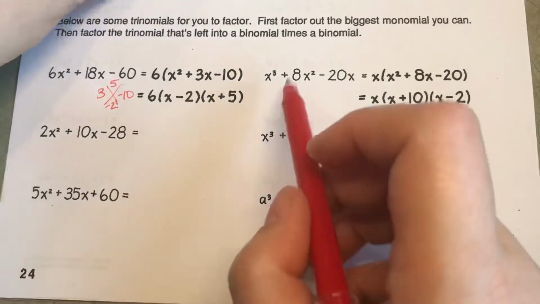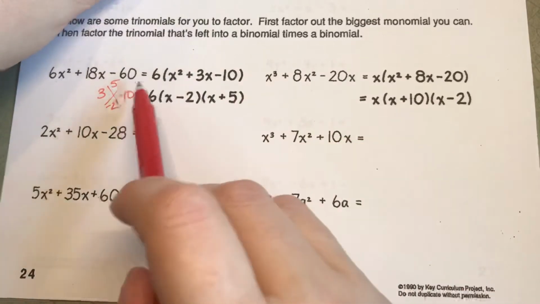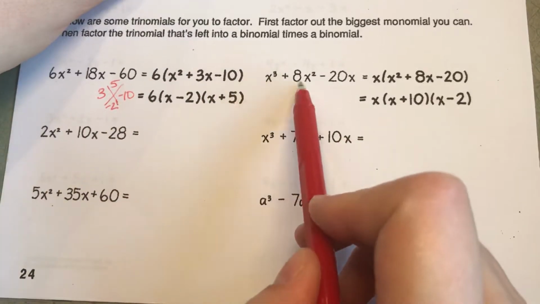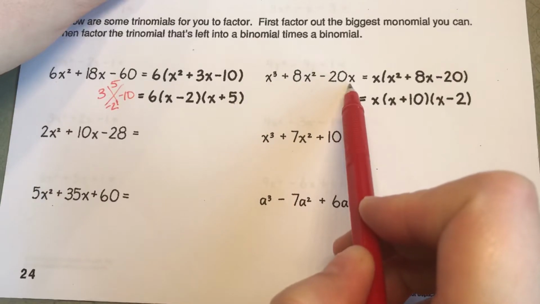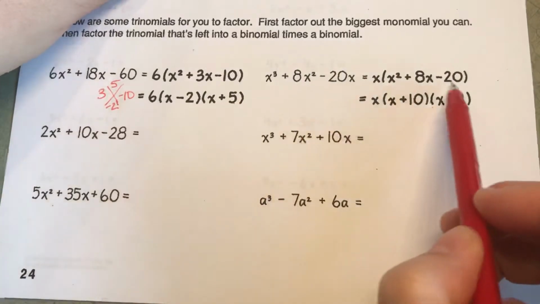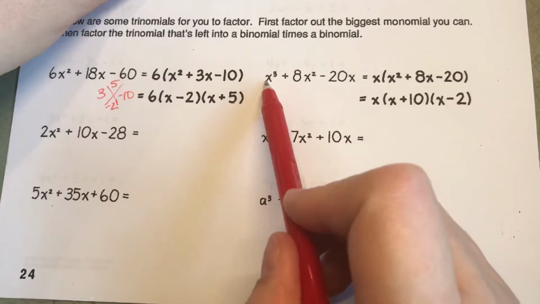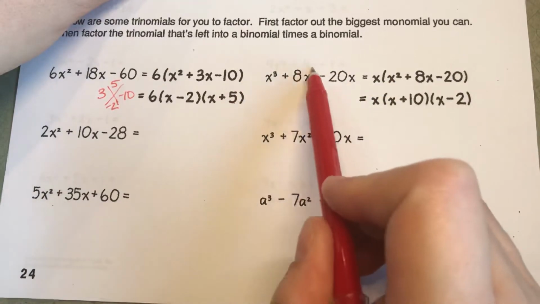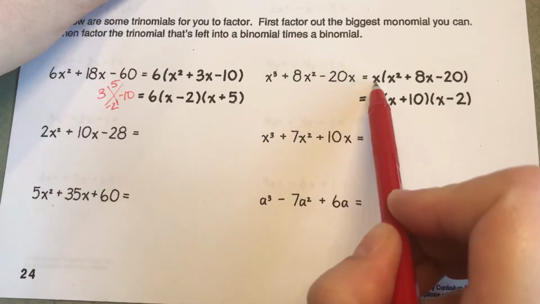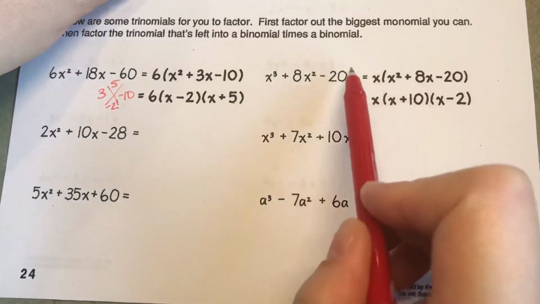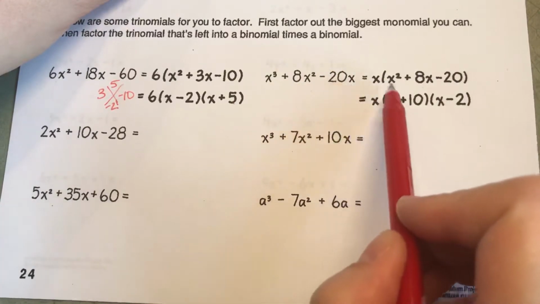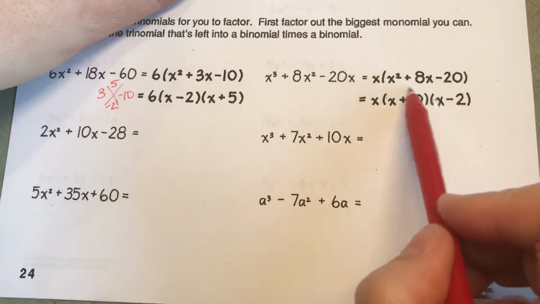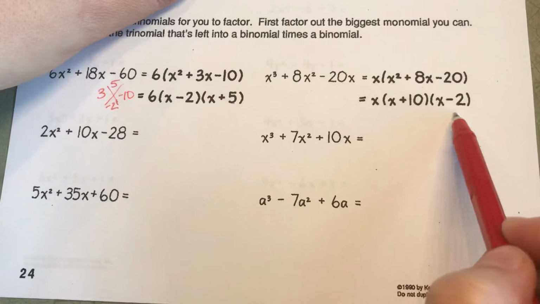This one is very similar, but this time, instead of the greatest common factor being a number, it's an x. All three of these have an x in them, so we can factor out 1x. So x cubed divided by x leaves x squared. 8x squared divided by x leaves 8x. And negative 20x divided by x leaves negative 20. And then again, I have a trinomial that I can factor.